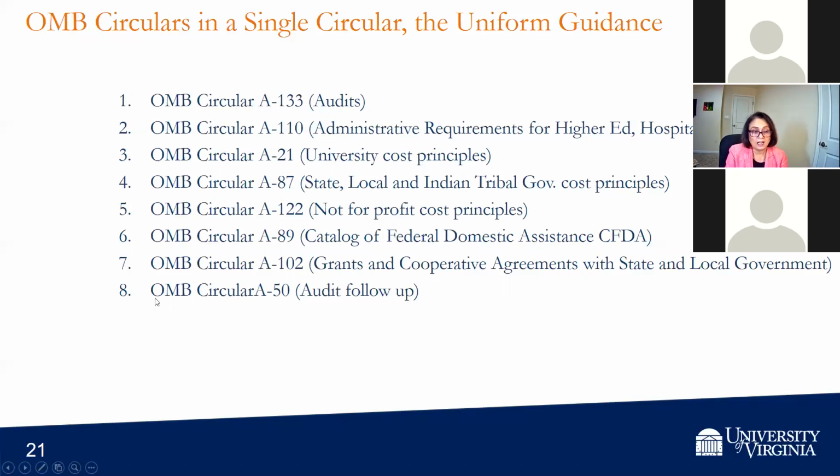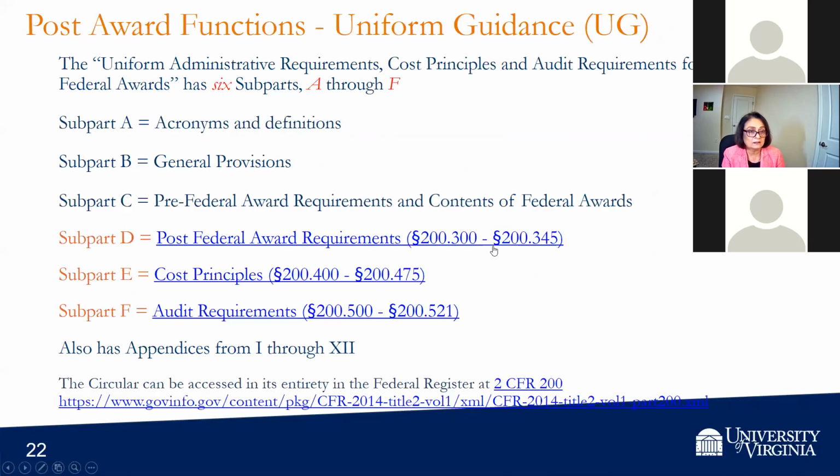A133, and number 8, A50, which, besides the central financial areas and the internal audit group, not many of us will see, number 8 circular. But now all these 8 circulars are incorporated into the uniform guidance. So the uniform guidance, UG, has 6 parts, subparts.